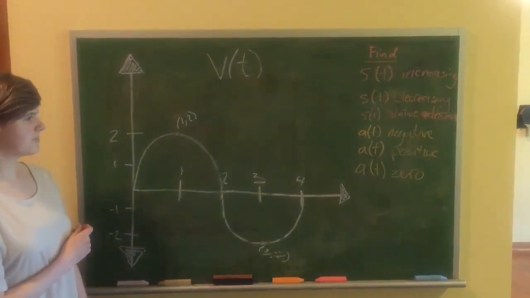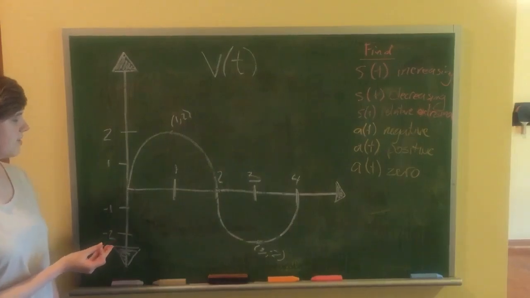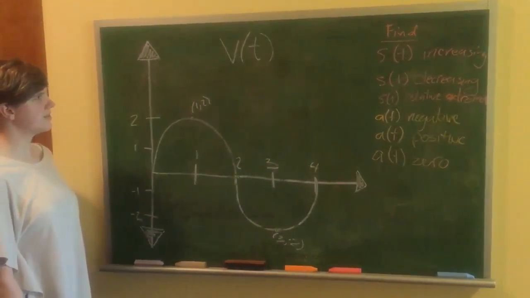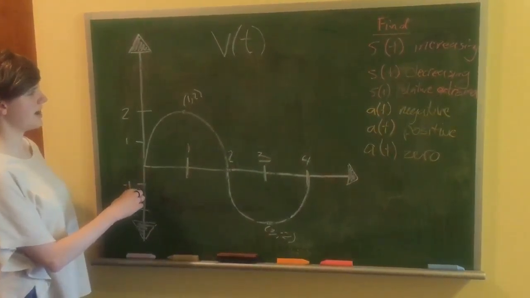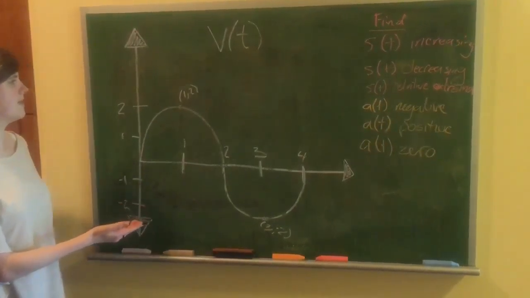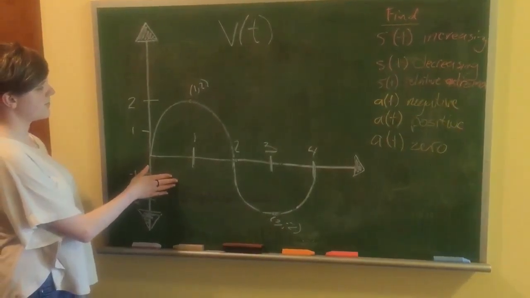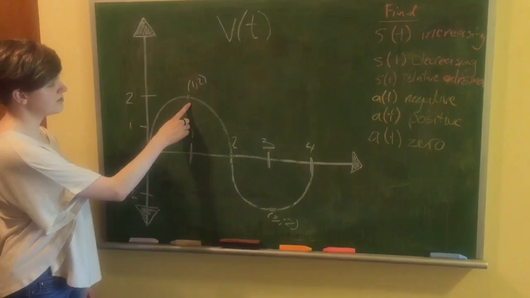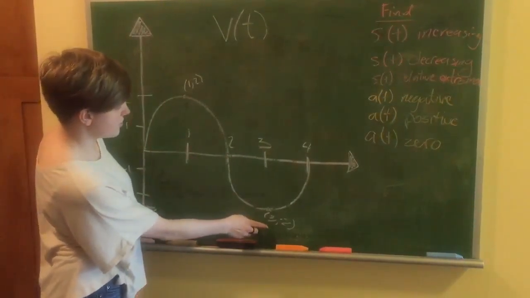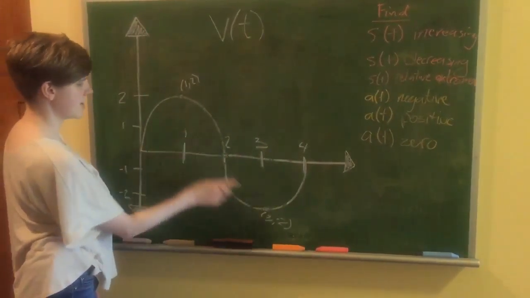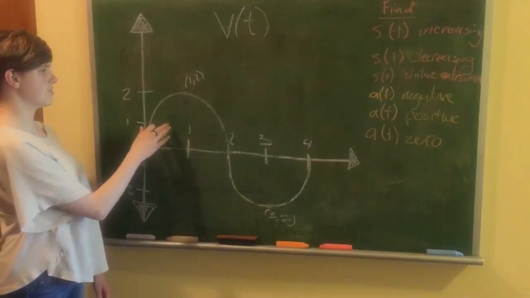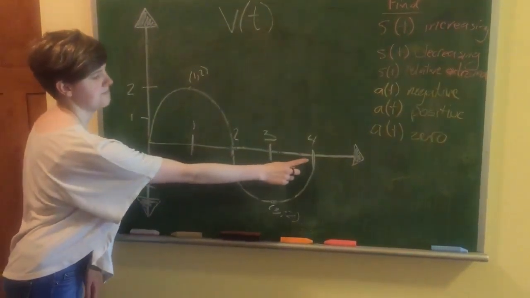Our last question is about where acceleration would be 0. Acceleration would be 0 at points on the velocity function where it has relative maximums or minimums. And so in this function, it would be at point (1, 2) and point (3, -2). So at these areas, the acceleration would be 0.